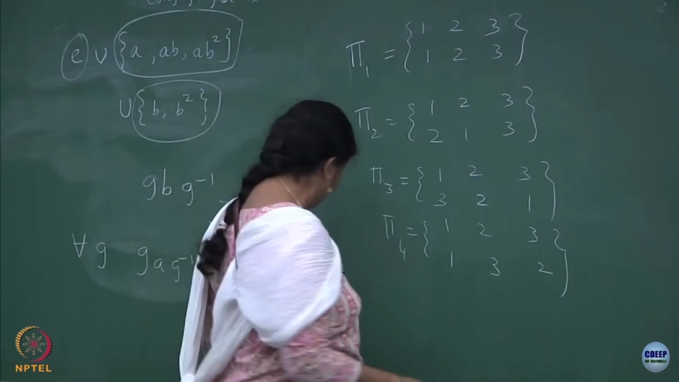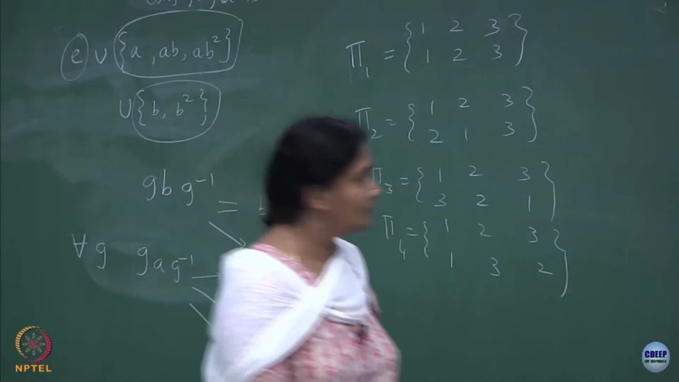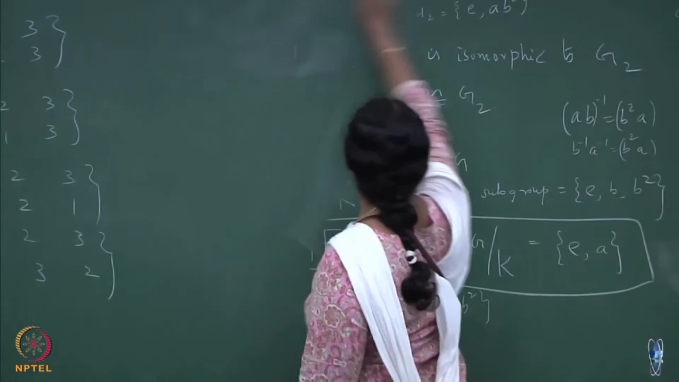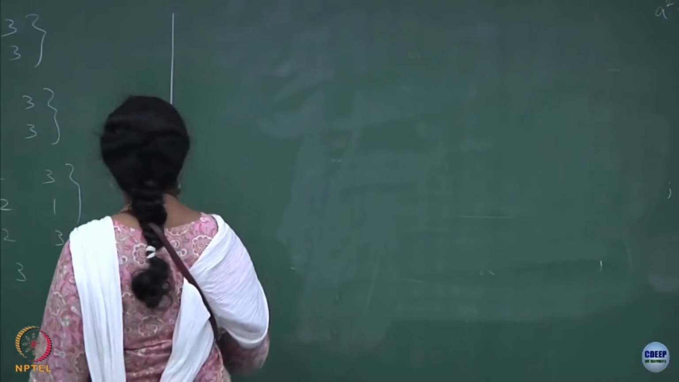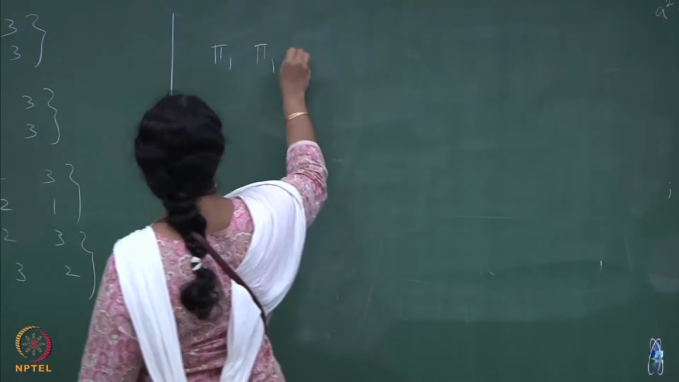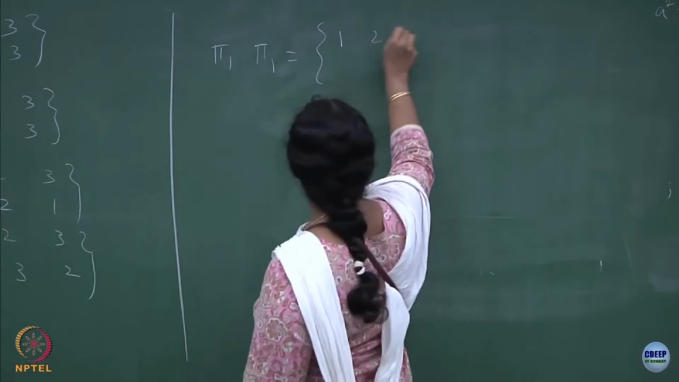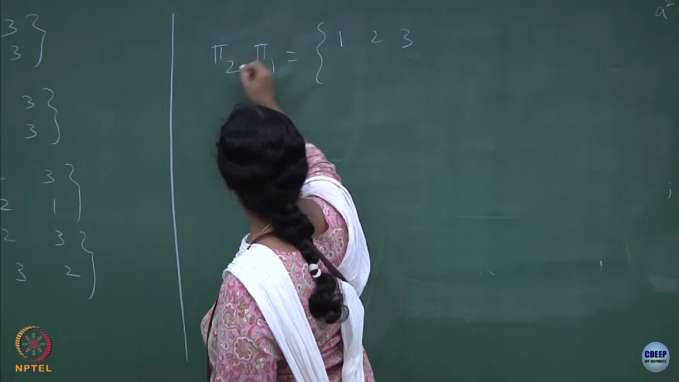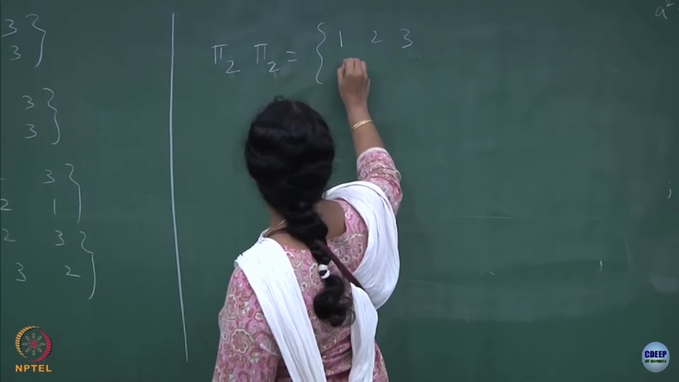How do we do that? Let me also explain in this notation how to write the inverse. So if you want to do pi 1 into pi 1, pi 2 and pi 1 is trivial, so there is no point in doing this. Pi 2 into pi 2.